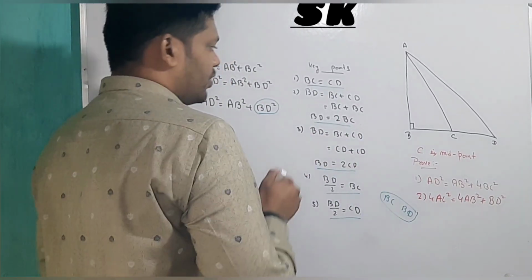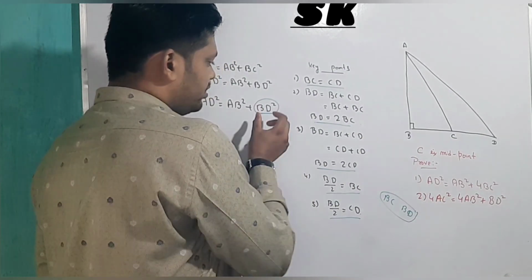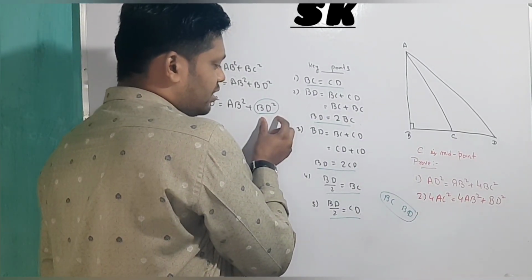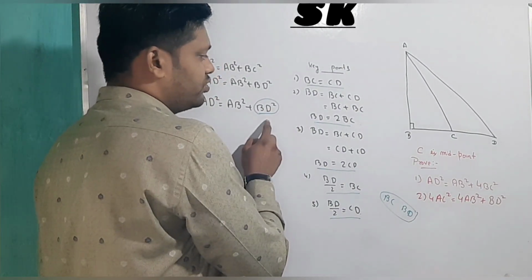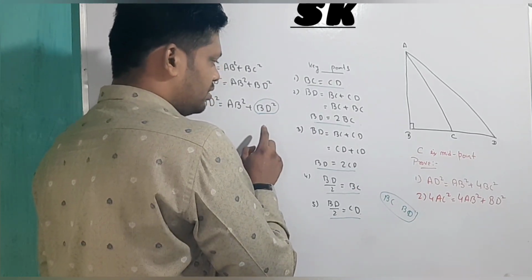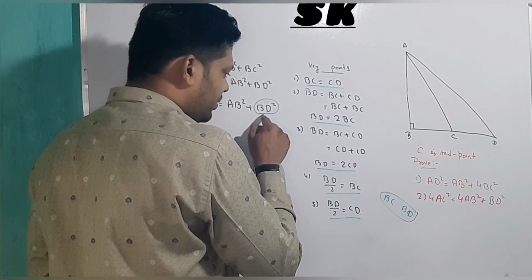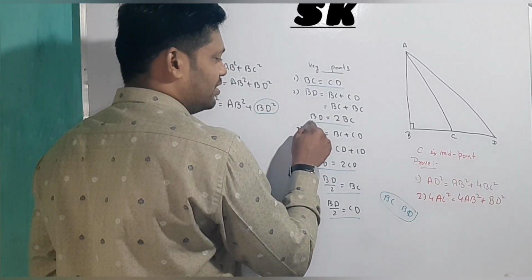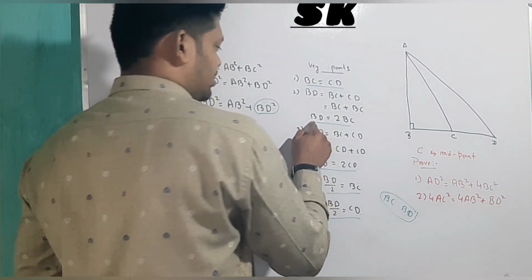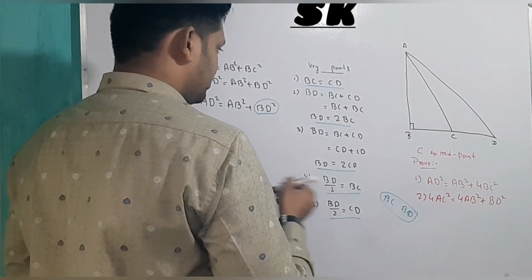See, what we are replacing: in this equation we should have BC. What we are having here is BD. So you will see where BD is there. BD is here, so use this one. Okay, the relation is there.